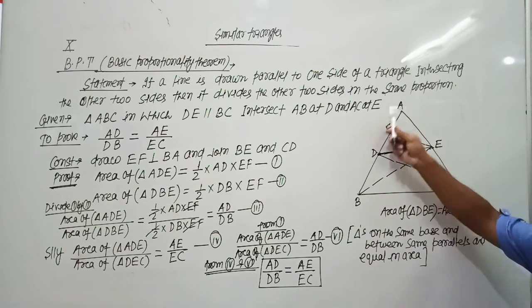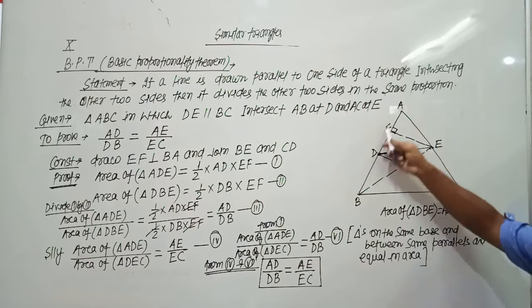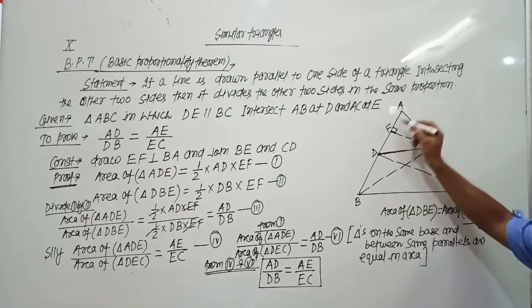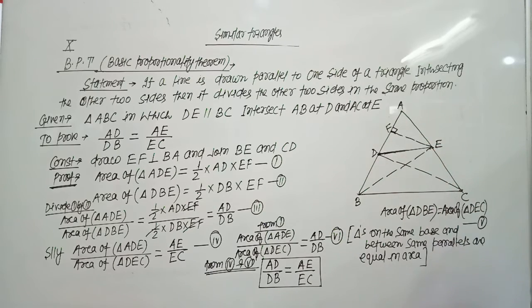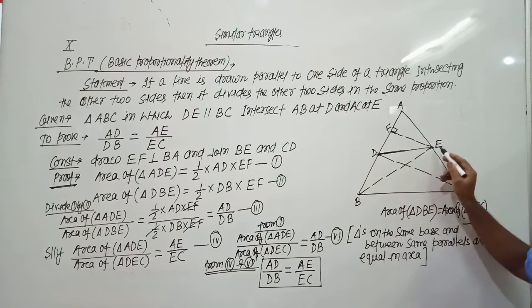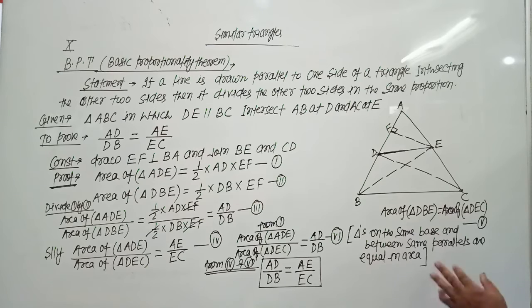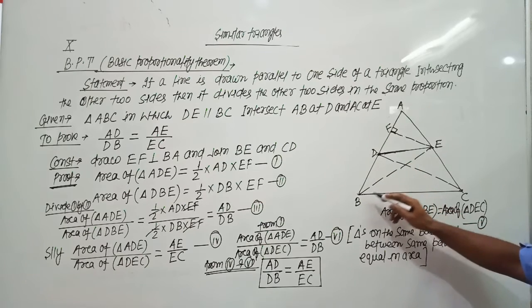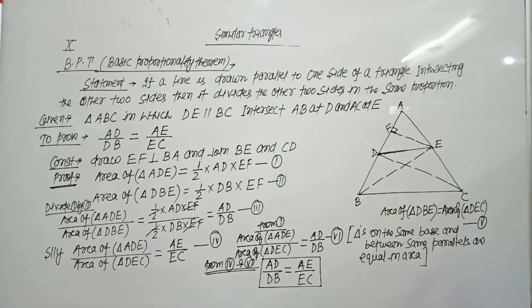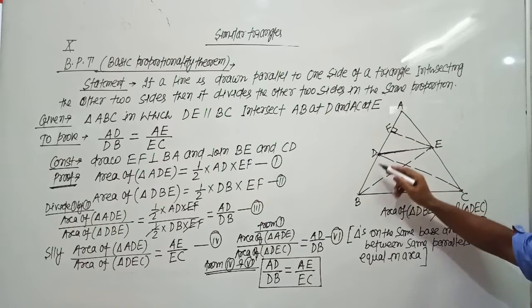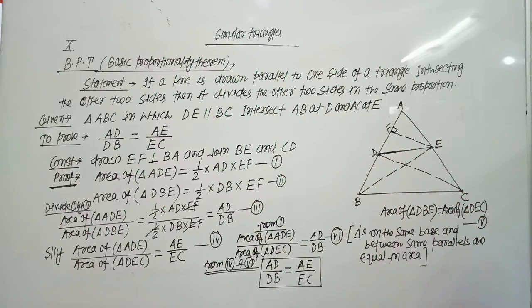So we find the area of triangle ADE, half into base into altitude, half into AD into EF. Then we calculated the area of triangle DBE, half into base DB into altitude EF. Then divide first by second, then we get area of triangle ADE upon area of triangle DBE equals to AD upon DB.